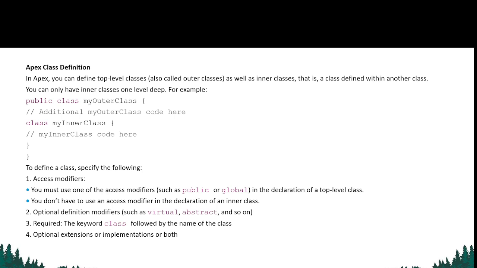Then you can have the access modifier either as public or global when you are declaring the outer class. Now you do not need any access modifier for declaring any inner class. So the different optional definition modifiers that are used are virtual, abstract, and many others. Then we have the keyword class followed by the name of the class. We have the different optional extensions also.